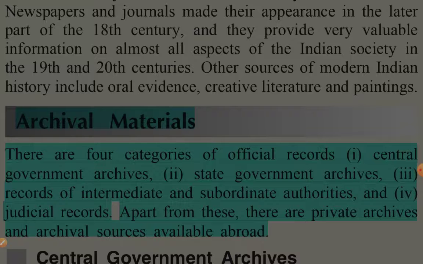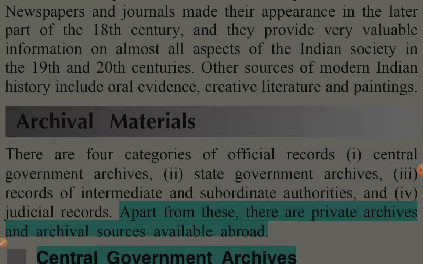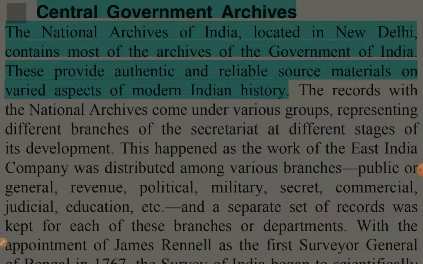Archival materials. There are four categories of official records: I. Central government archives, II. State government archives, III. Records of intermediate and subordinate authorities, and IV. Judicial records. Apart from these, there are private archives and archival sources available abroad.